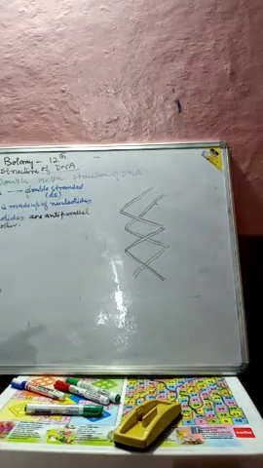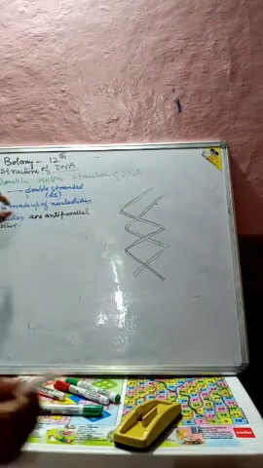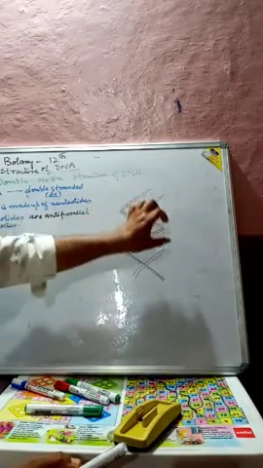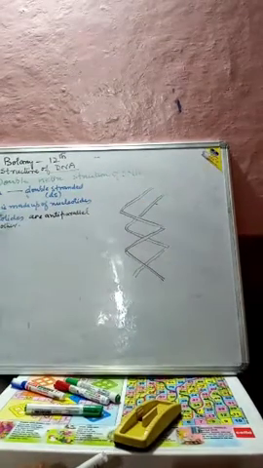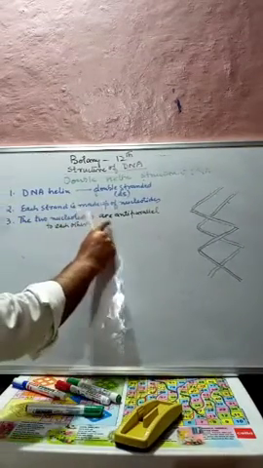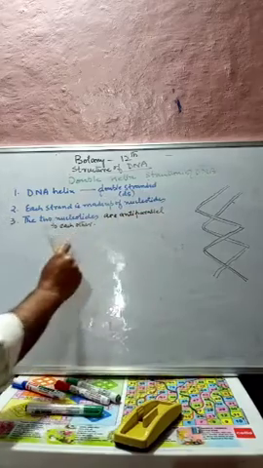Now each strand is made up of nucleotides. There are the nucleotides; how these are arranged, I will show. Now the two strands are anti-parallel to each other.